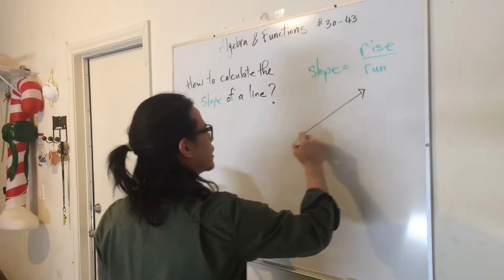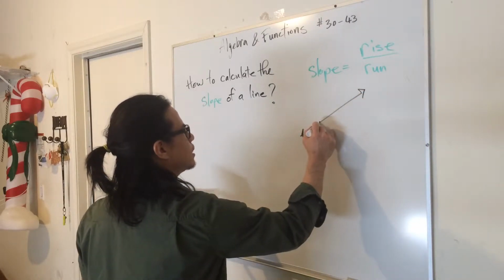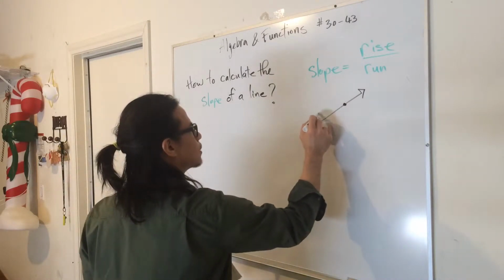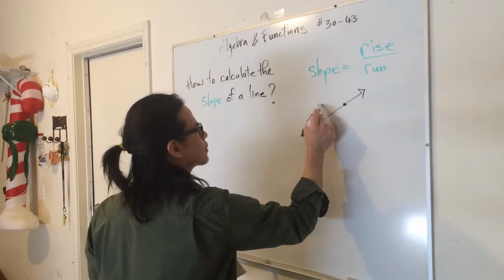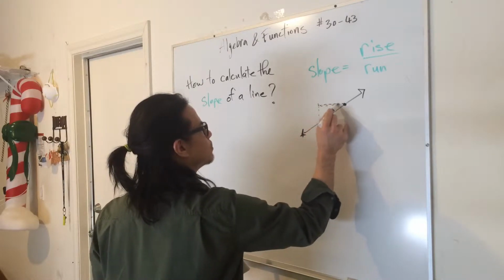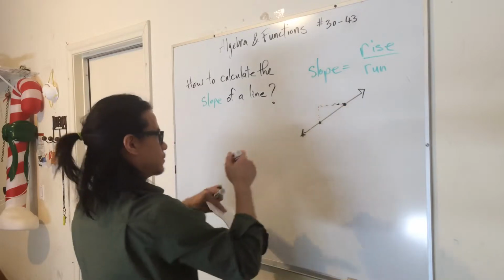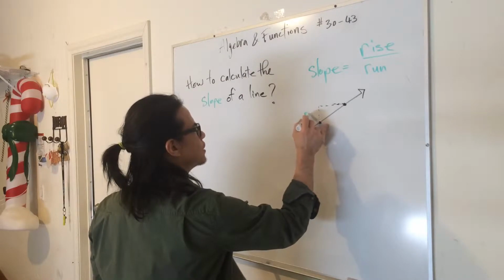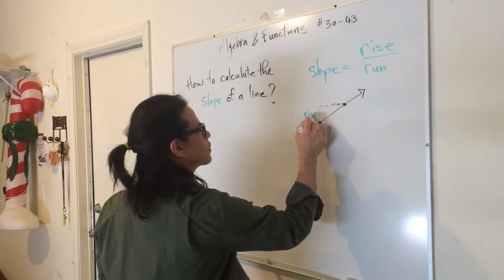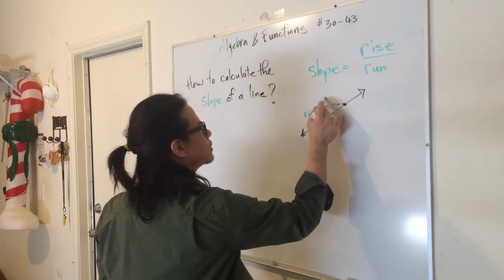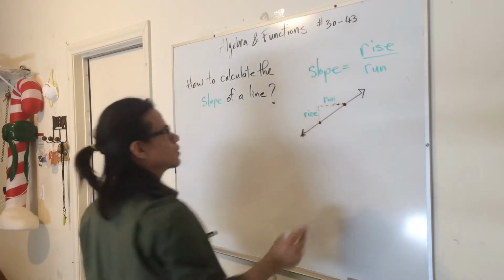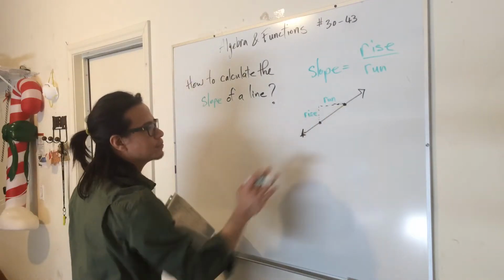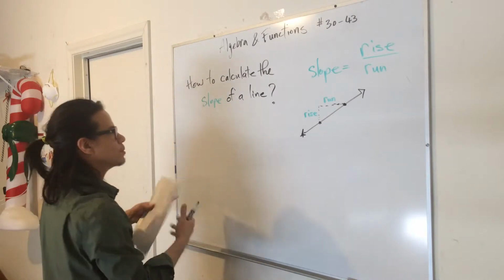So let's say this is your line, and then pick any 2 points on your line. Going up would be your rise, going across would be your run. So let's make a note of that. Rise is up and down. Run is left and right. This goes for any 2 points. You can pick any 2 points you like.